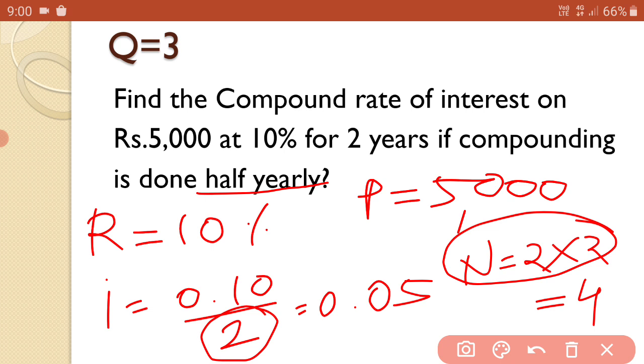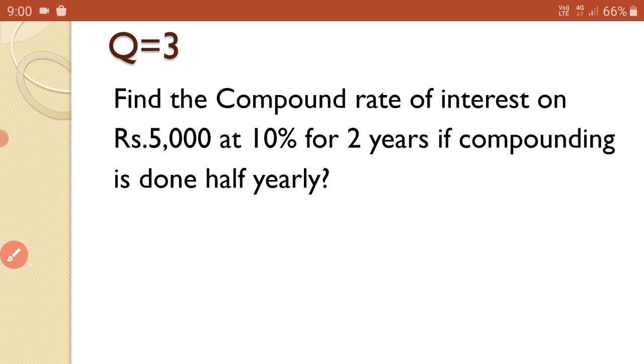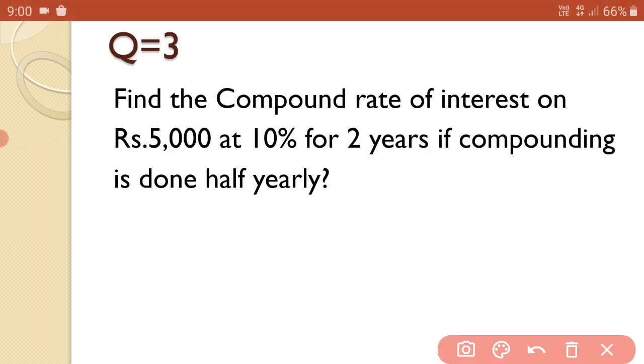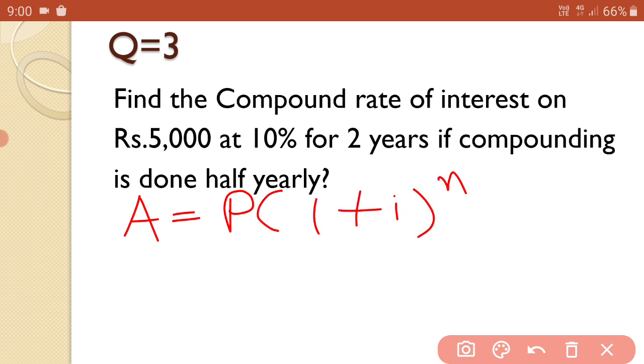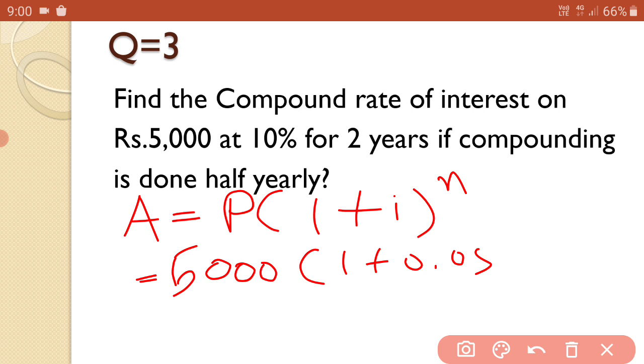Okay, the formula will be the same. P 5000, 1 plus 0.05, then 4. 1.05 raised to 4, 2, 3, 4.